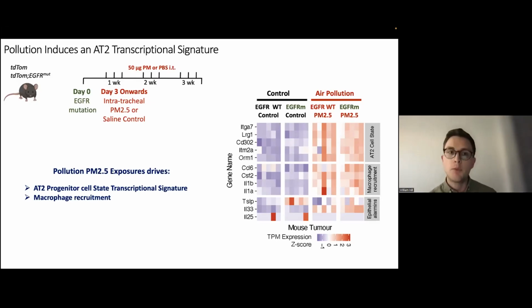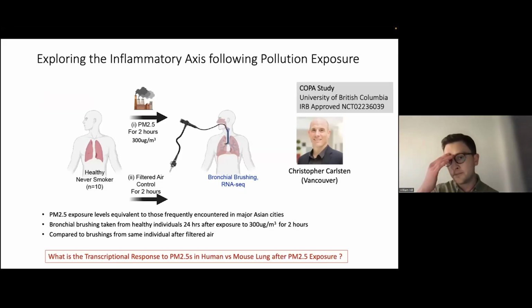And so then what we wanted to do was compare what this might be doing in humans. So we started this fantastic collaboration with Christopher Carlston in Vancouver, who's got this IRB approved clinical crossover study whereby healthy never smoking volunteers are exposed to either particulate matter or, 2 weeks later, filtered air control. And then bronchial brushings and RNA-seq were carried out on these samples. And so we've got paired samples to understand what the acute effects of particulate matter are on the lung transcriptome.